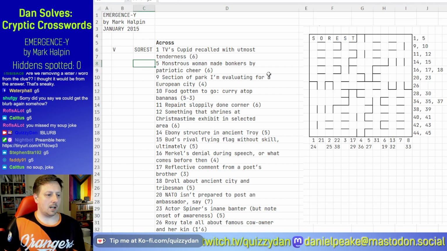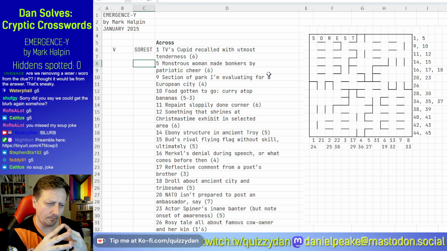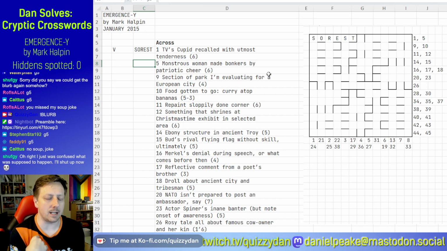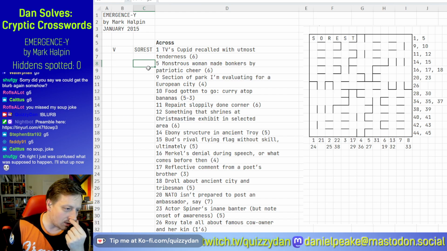Where are we going? So maid bonkers, anagram of maid, and then a patriotic cheer, which is probably Olay or Ra. Something like that. But if we have an anagram of maid, that's one too many letters. We're going to take one letter out of maid, and it's going to be a vowel because the extra letters spell out theme words. Fair enough, Shufky.